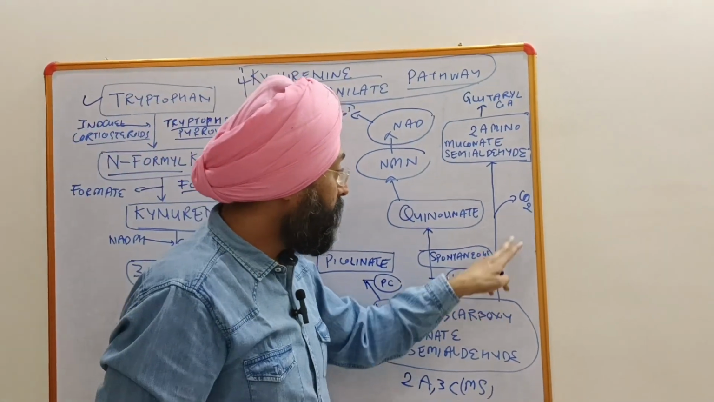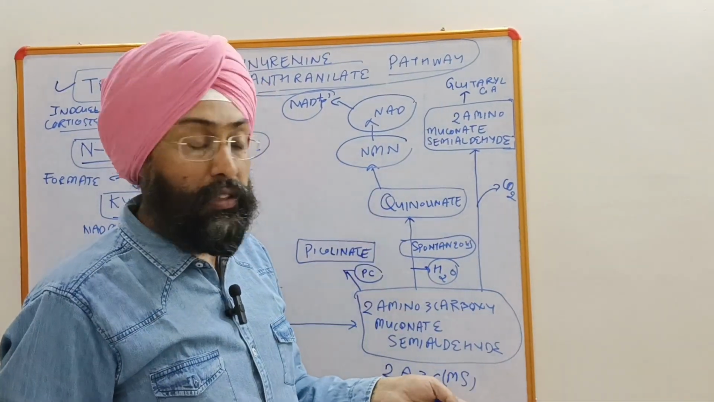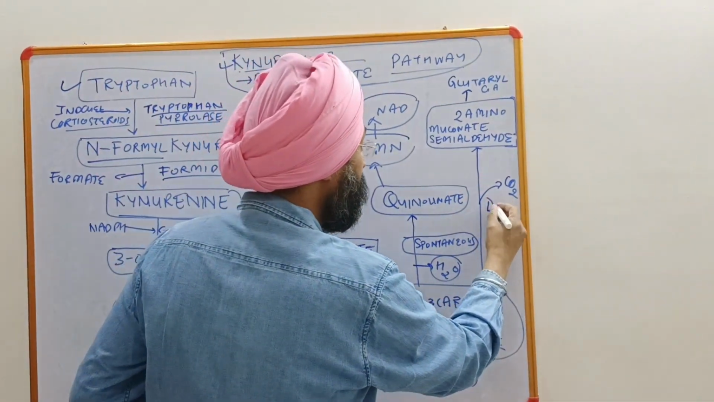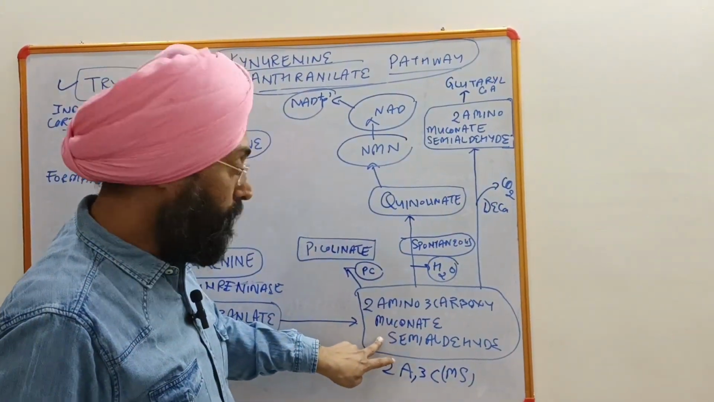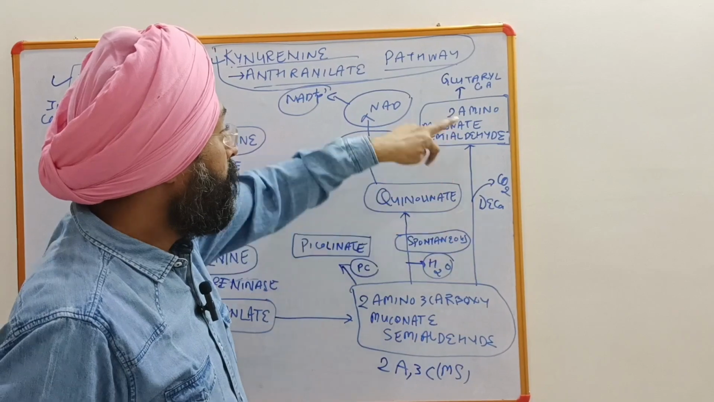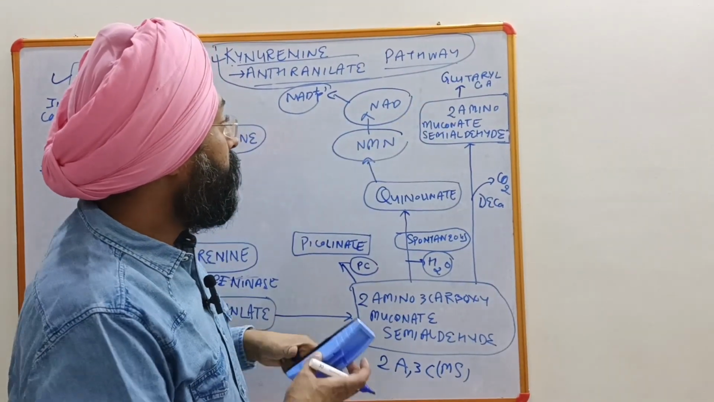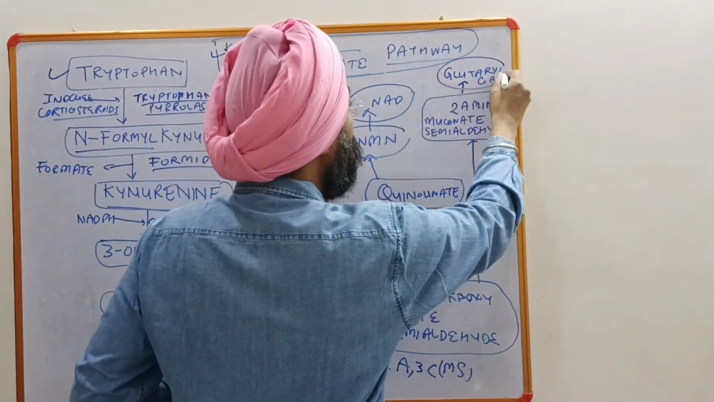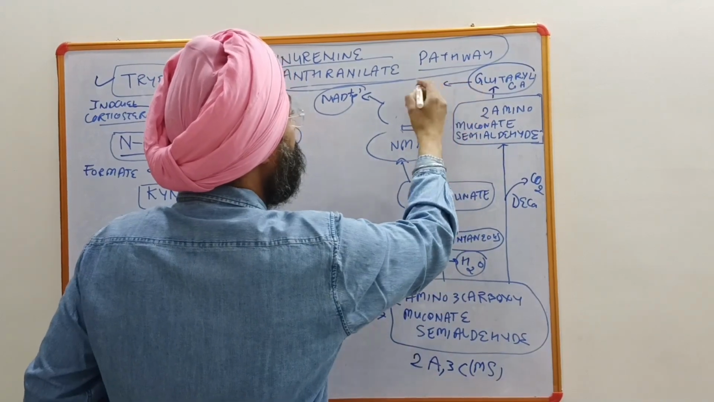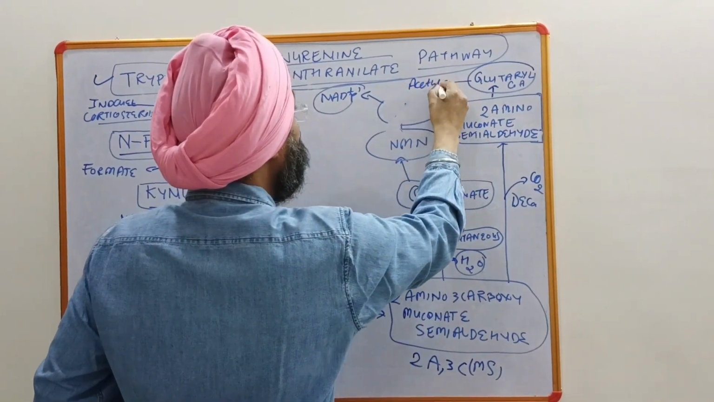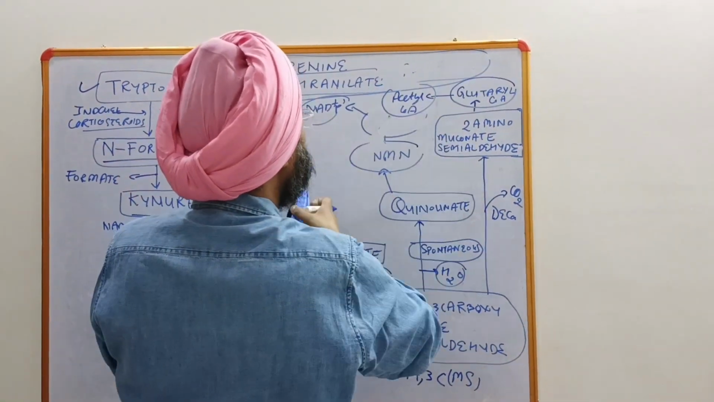And there is another pathway. The third option for this is to undergo decarboxylation, and this is a decarboxylation reaction, right? So 2 amino 3 carboxy muconate semi-aldehyde, the carbonic acid is removed, so it will form 2 amino muconate semi-aldehyde, right? And it will further form butyryl CoA, right? And butyryl CoA will further form acetyl CoA, right? And acetyl CoA can enter the TCA cycle, right?